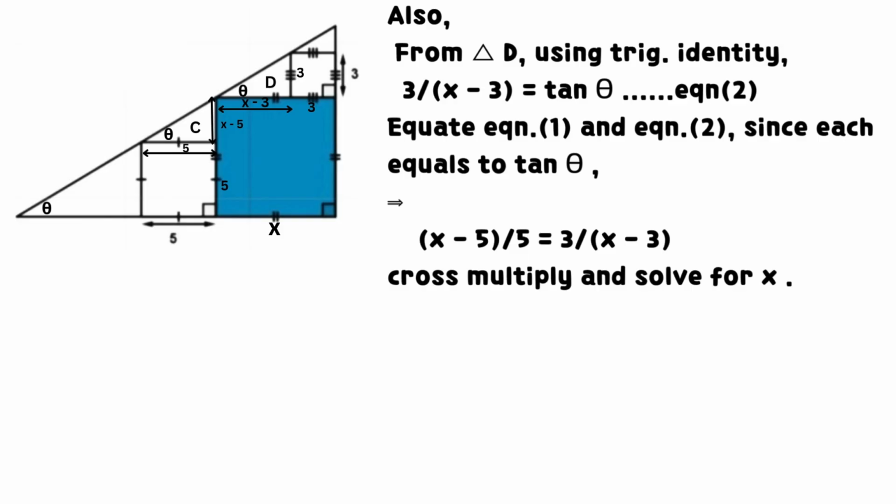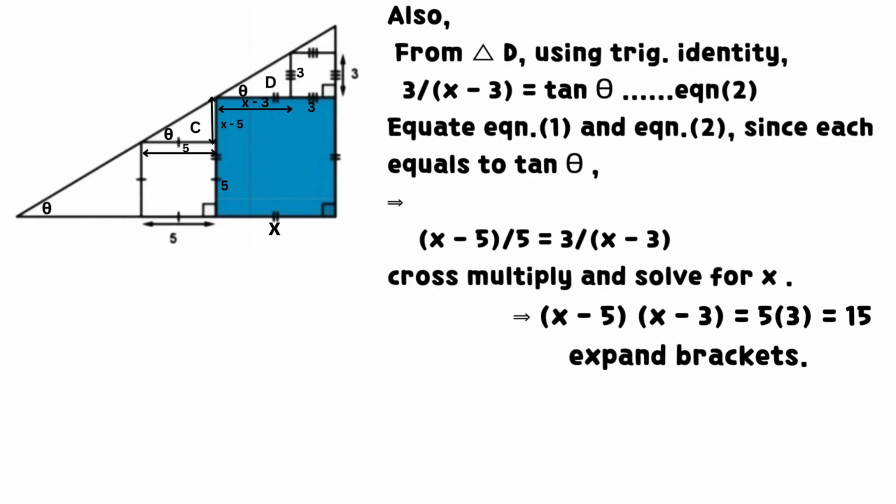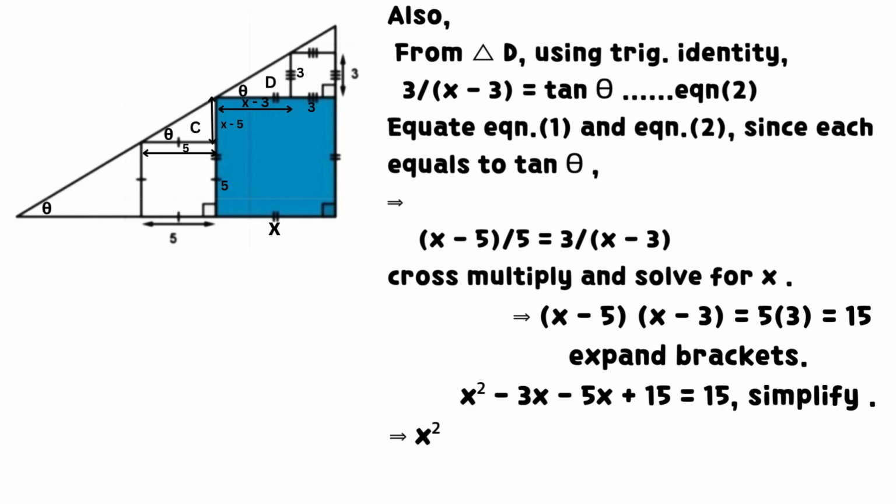Cross multiply and solve for x. It follows that the product of (x − 5) and (x − 3) equals 5 times 3, which equals 15. Expand the brackets, and we have x squared − 3x − 5x + 15 equals 15. Combine like terms and simplify. It signifies that x squared − 8x equals 0.